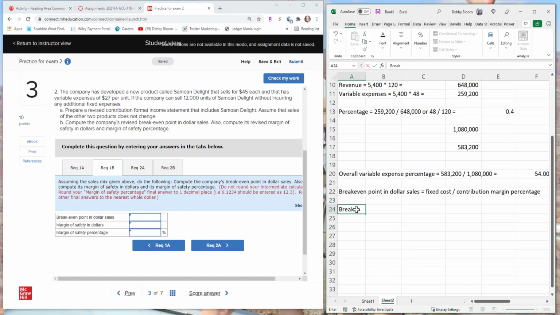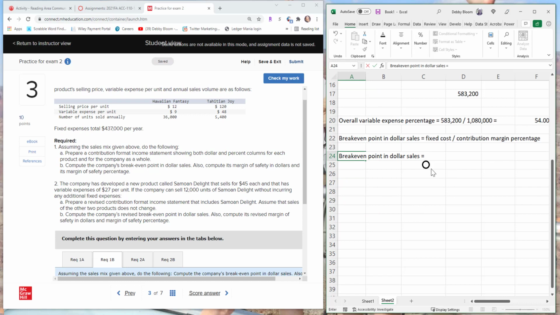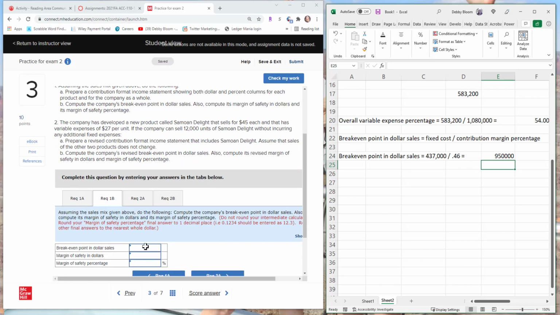So to calculate the break-even point for this company in dollar sales, all we're going to do is take our fixed costs of $437,000 and divide that by our total company contribution margin, which was 46%, or 0.46. So if I take 437,000 and divide it by 0.46, we come down to a $950,000 break-even point in dollar sales.